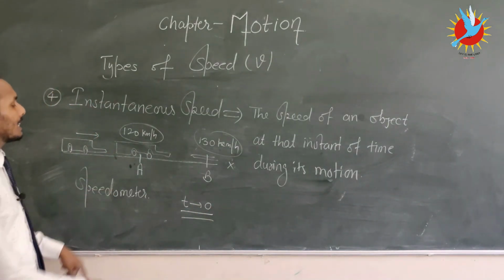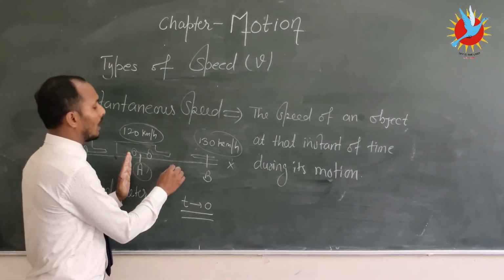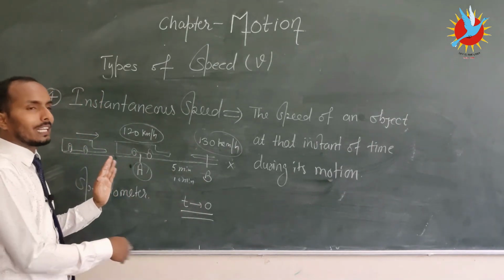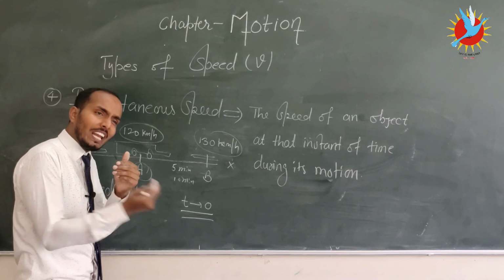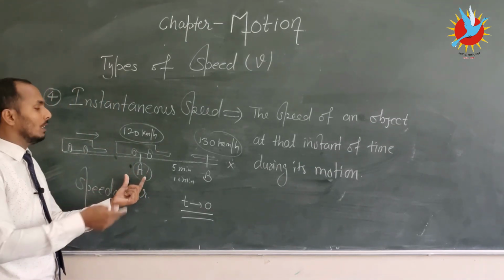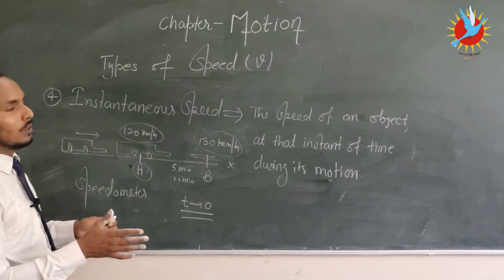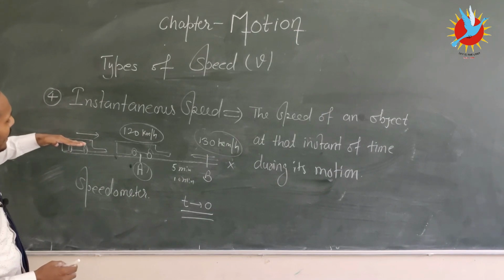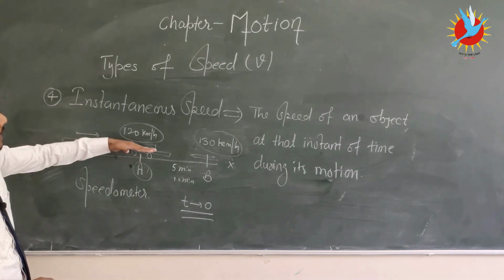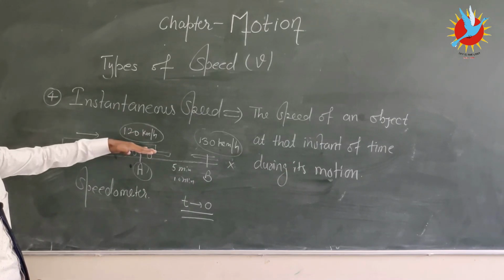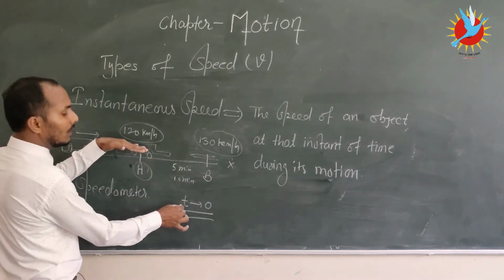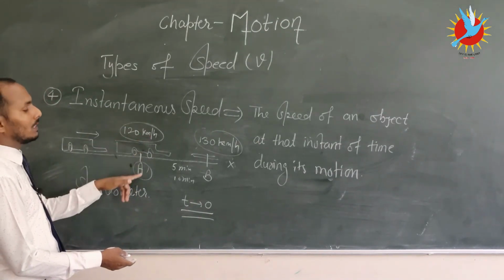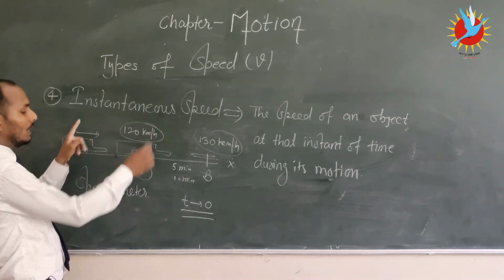It means if you ask at point A, you do not reply after 5 minutes or 10 minutes. You reply within 1 second or 2 seconds, within a very short interval of time. Again, you and your friend are moving in a car, and you ask your friend at point A. His reply is 120 kilometer per hour. At that instant you ask, and at that instant he replies. This 120 kilometer per hour is its instantaneous speed.